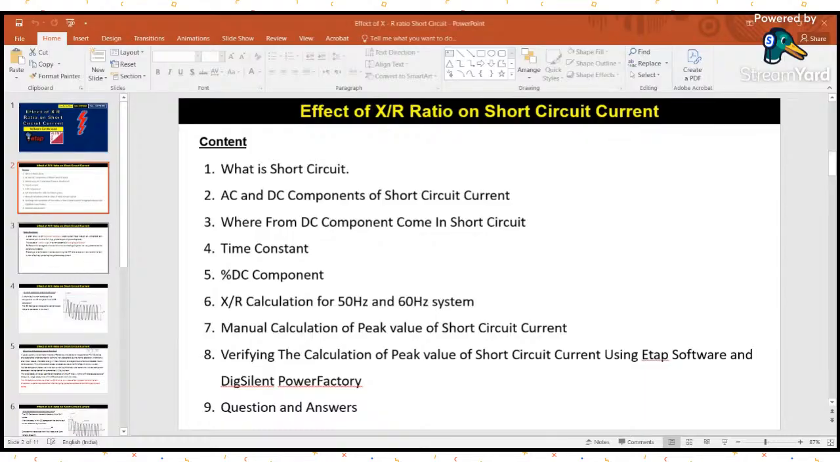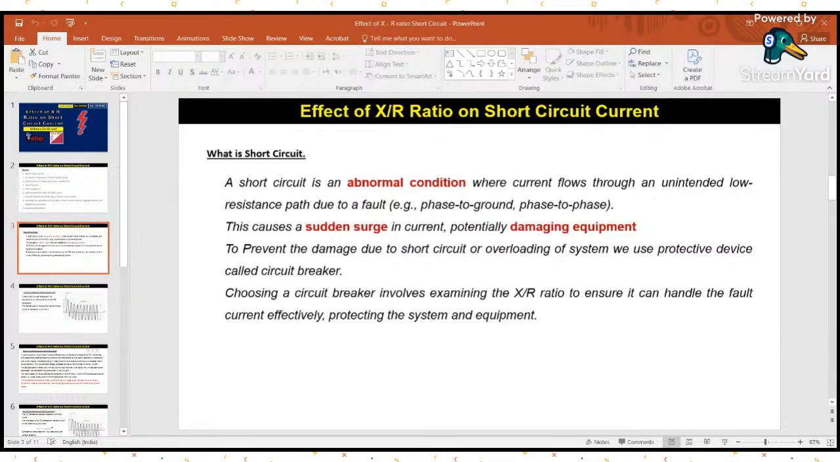First of all, we will see what is short circuit current. A short circuit is an abnormal condition where current flows through an unintended low resistance path due to a fault. This causes a sudden surge in current, potentially damaging equipment. To prevent damage due to short circuit or overload of the system, we use protective devices called circuit breakers. Choosing a circuit breaker involves examining the X by R ratio to ensure it handles the fault current effectively, protecting the system and equipment.